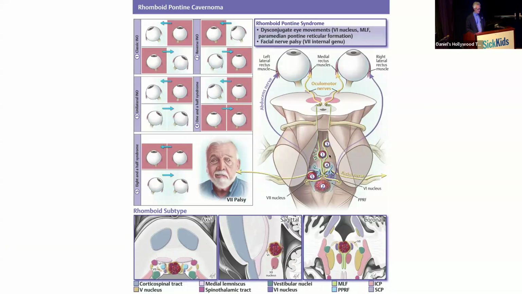This is the circuitry for the internuclear ophthalmoplegia. But when you dive in, there are 5 different types of INOs, and the more you know your anatomy, the more you understand that circuitry, the more astute you are at the bedside at localizing exactly where that cavernoma sits in relationship to the MLF, for example.